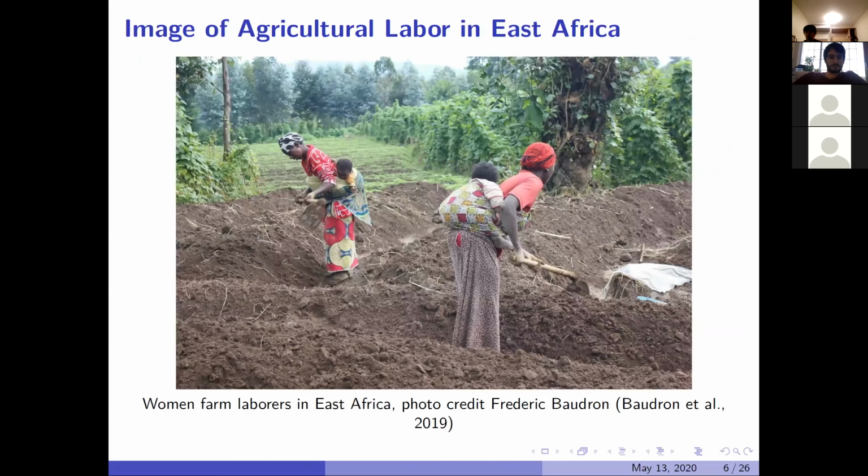So here's a picture, because there are a lot of words on my slides and you need a break from looking at words. Here's a picture of what agriculture is like in East Africa. And yes, it is a lot of women doing agriculture in East Africa. I'm going to come to some of the descriptive statistics in a moment.